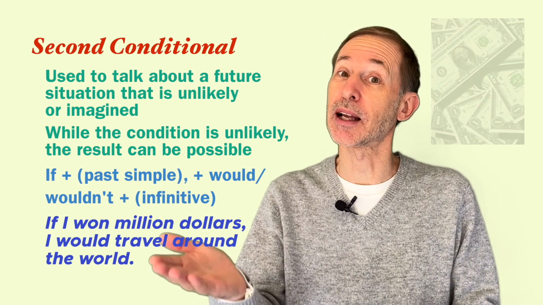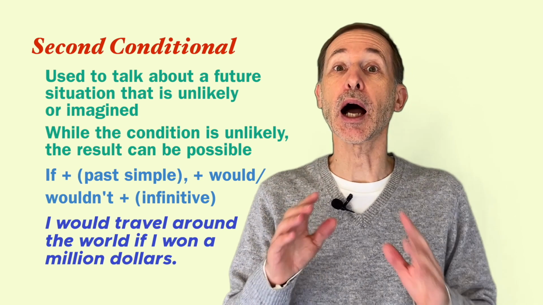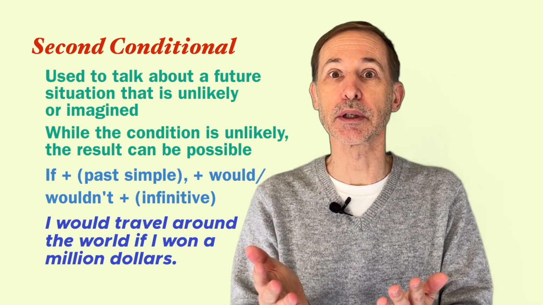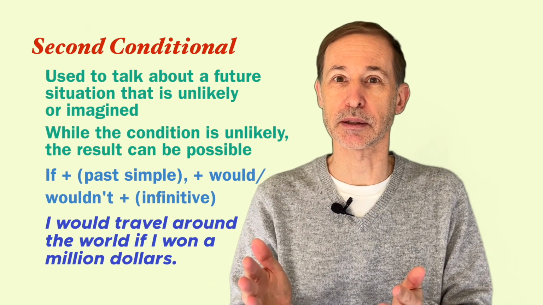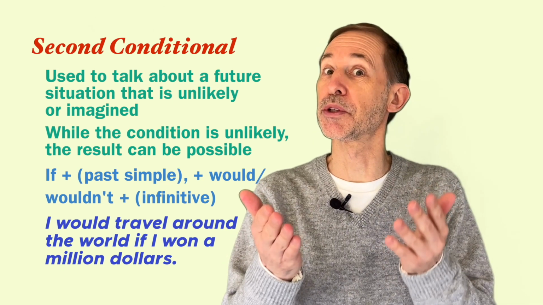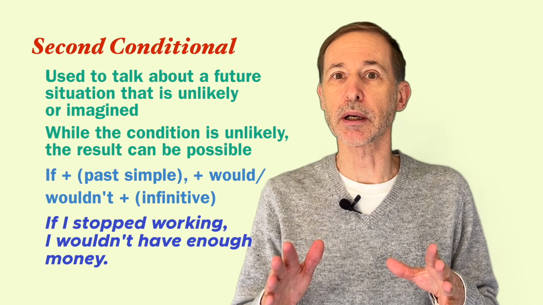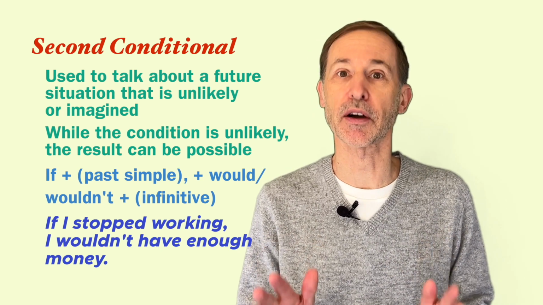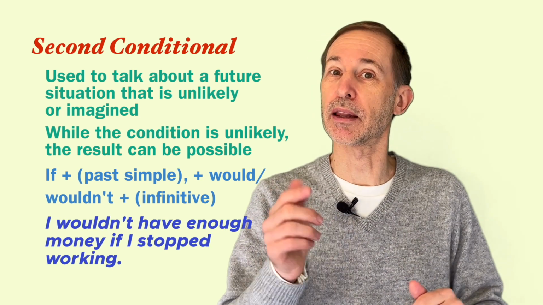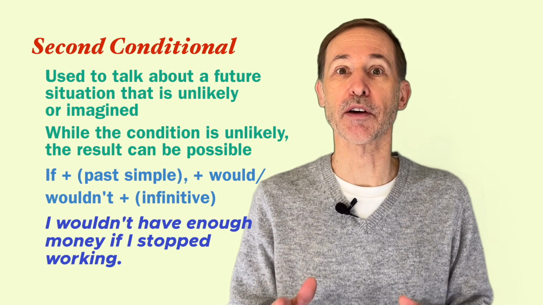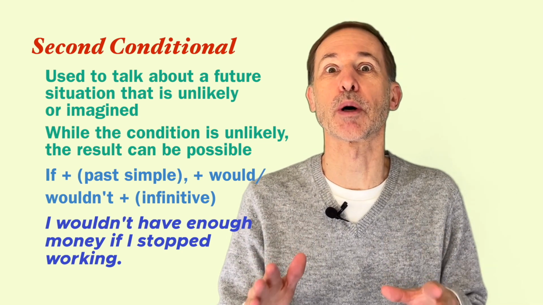That's possible, that's likely maybe. Or the other way, I would travel around the world if I won $1 million. How about you? What would you do if you won $1 million? If I stopped working, I wouldn't have enough money. Or the other way, I wouldn't have enough money if I stopped working.